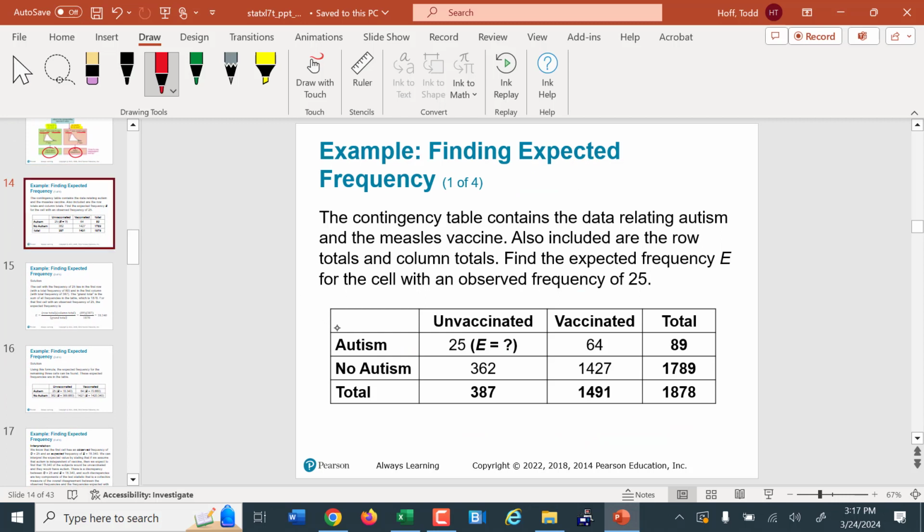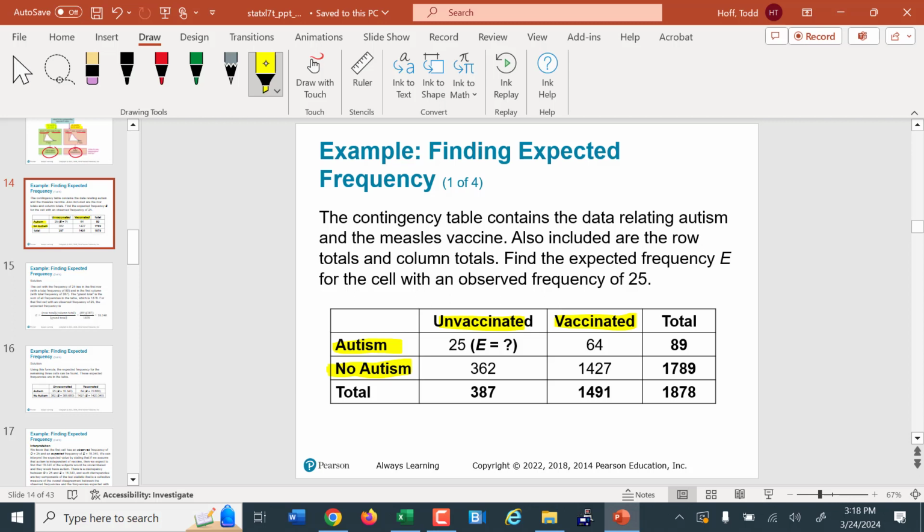So let's take a look at a data set. I'm not a big fan of this data set because it's going to be kind of a controversial topic, but they're looking at the MMR vaccine, the measles, mumps, and rubella vaccine, and the link between vaccine and autism. So our column variables here are vaccinated or unvaccinated, and our row variables are whether the person develops autism or does not end up on the autism spectrum.